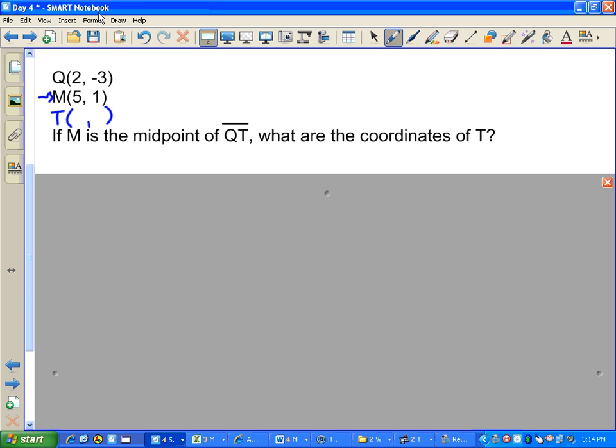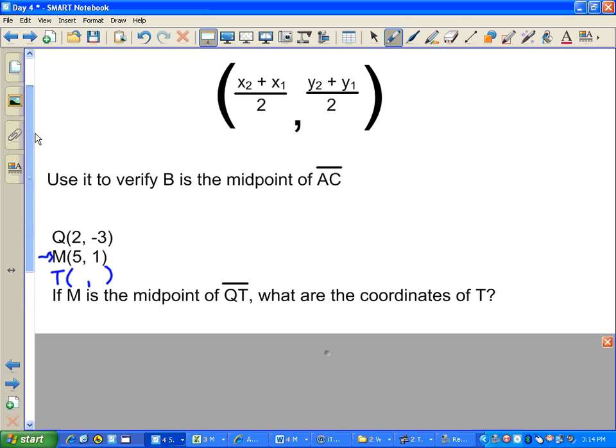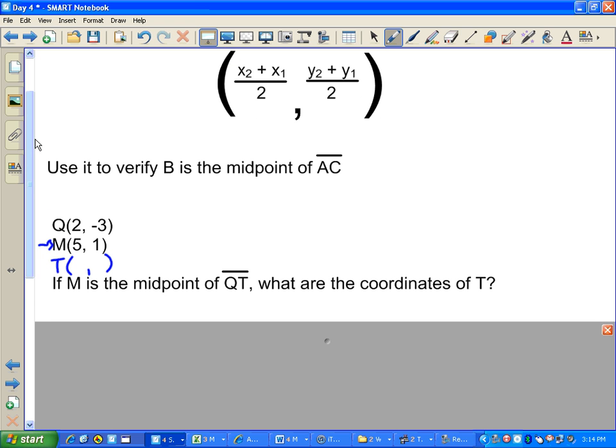is to use our midpoint formula again. If we look at it, this T would really be my x2, y2, so I don't know what those are. But I can fill in what I do know from the formula. If I take x2, which is unknown, add it to my x1 from over here, and divide by 2, that should equal the x-coordinate for my midpoint, which is 5.